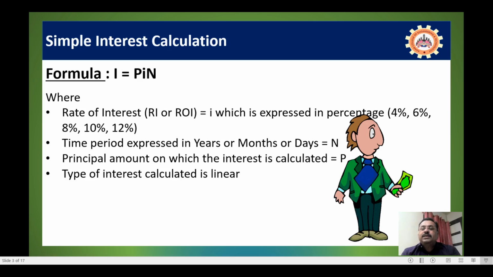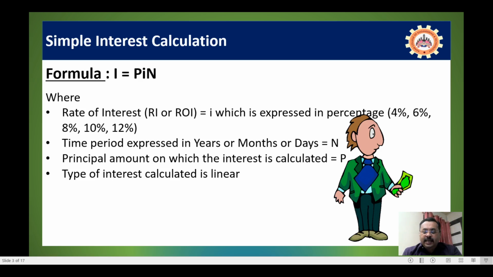It is normally expressed as a percentage: 4%, 6%, 8%, 10%, 12%, 15%. The time period is expressed in years, months or days, that is capital N or small n. The principal amount on which the interest is calculated is P, that is the initial amount for which the interest is being lent. The type of interest calculated is a linear type.